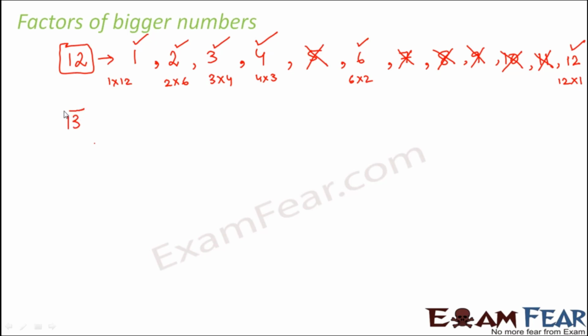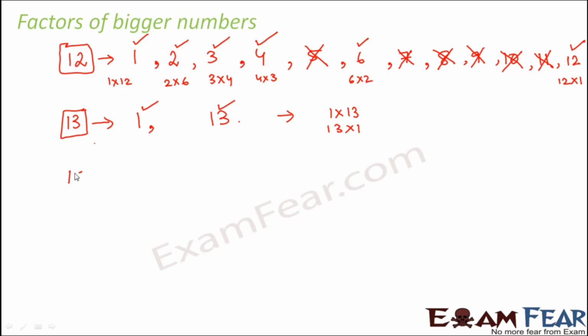Let's look at number 13. Now, if you do the same thing for 13, you would see that 1 and 13 are the only factors of 13. That's because the only possible ways of writing 13 is 1 into 13 or 13 into 1. So these are the only two factors.